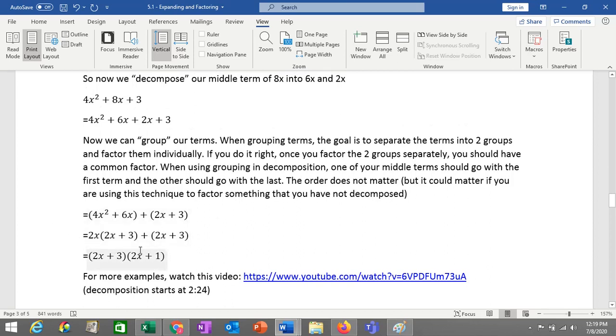Common mistake that I've seen. With the end of the decomposition here, what a lot of students will often do is they'll recognize that it's 2x plus 3 and 2x plus 1, but they'll put a plus sign there because there's a plus sign here. Don't do that, right? There's no plus sign there. You factored 2x plus 3 out of both of these.